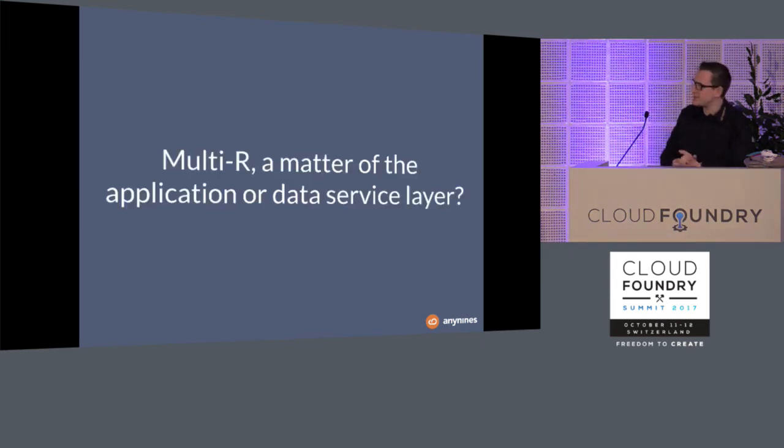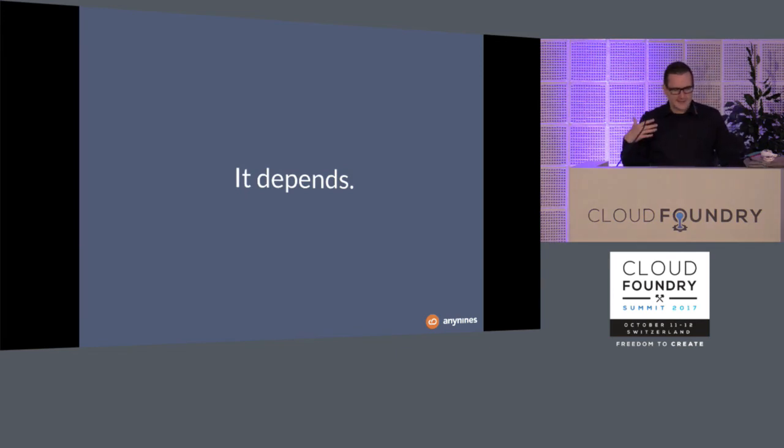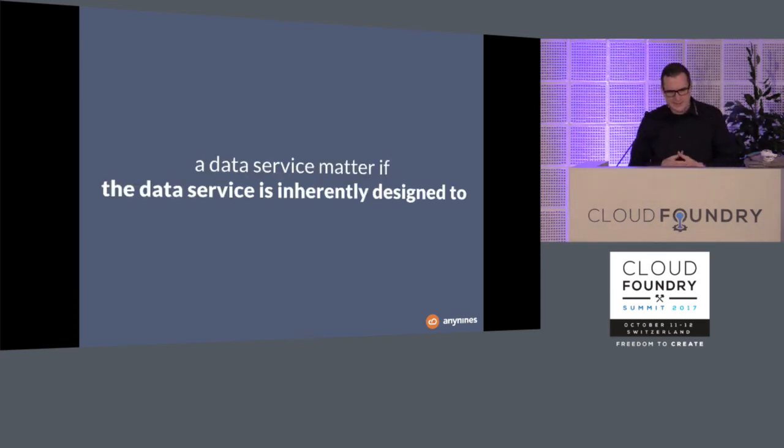Another commonly asked question was, is multi-region awareness a matter of the application or the data service layer? And I think the answer to that is not clearly given, so it really depends. It depends on the design goals, on your data center topology, on the data service you're using, and the application architecture you're looking at. But if you force me to give you some kind of navigational knowledge, it wouldn't be much, but at least I could say that it is a data service matter if the data service is inherently designed to do it.